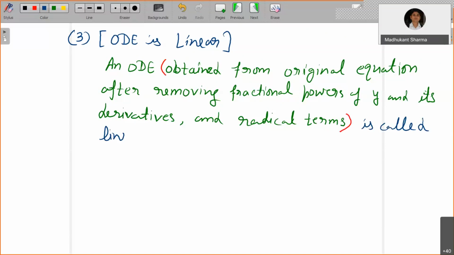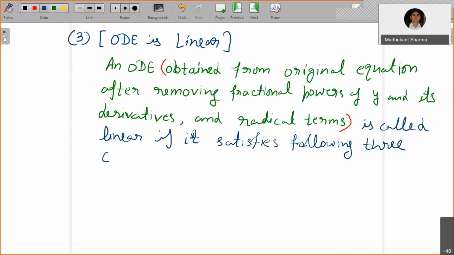linear if it satisfies the following three conditions. Means all of the conditions should be satisfied. It looks like it may be difficult to verify, but they are very easy to verify when you practice a little bit. Okay, so let me write the first condition. Let me write it in Roman 1.